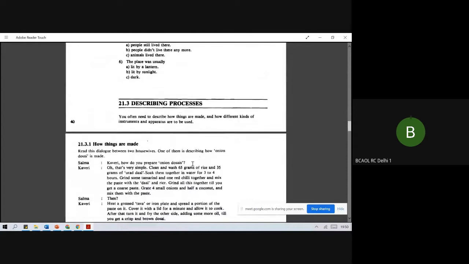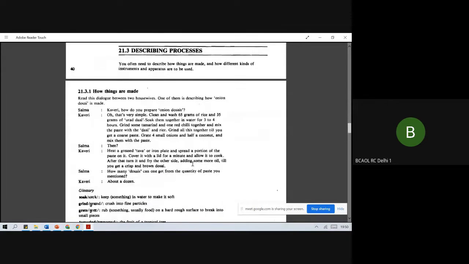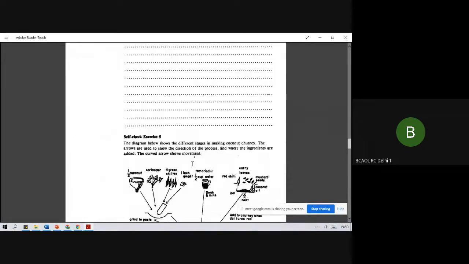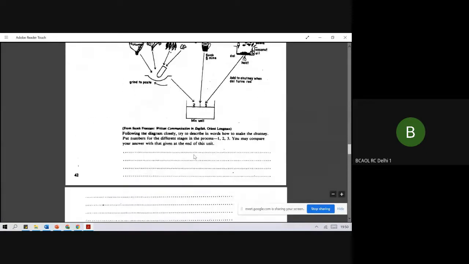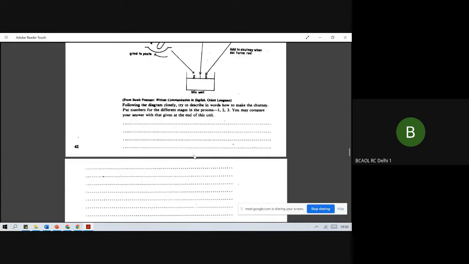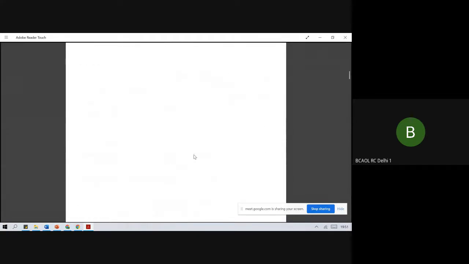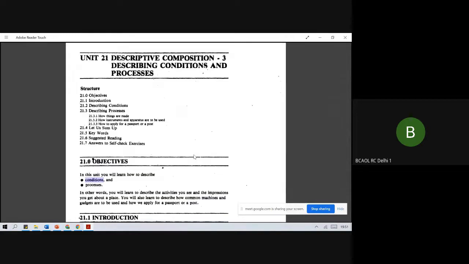That's all about the descriptive composition writing I wanted to highlight here. So go through your book one, especially book number 4, and read the examples mentioned in there. And this is one of the easiest composition writing. So you don't have to worry about it. You just have to develop your imagination skill.